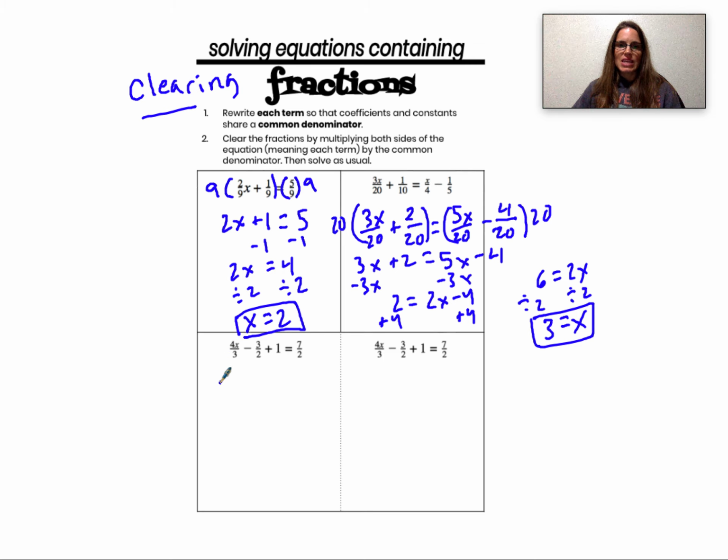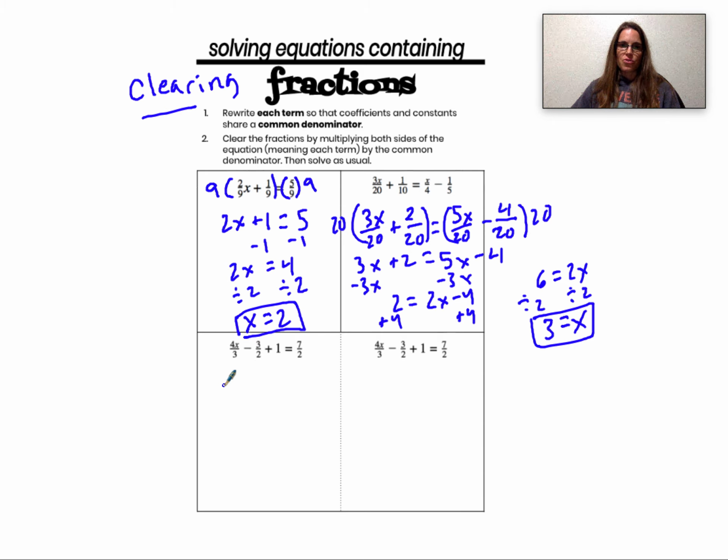Now my final case, I have something a little different, which is a whole number in my equation. This is something students tend to struggle with. I'm still going to suggest that you rewrite that whole number with the common denominator. So in this equation, I have a denominator of 3, of 2, and of 2. I'm going to go ahead and use a common denominator of 6.